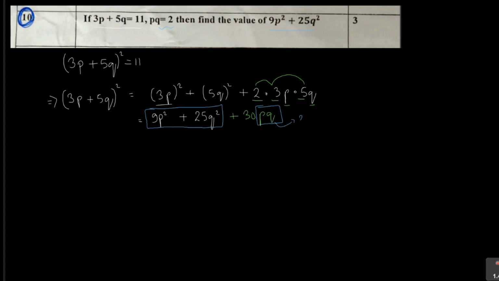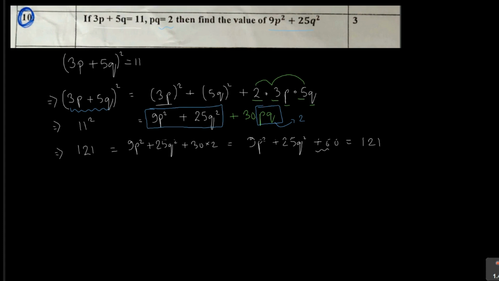Find the value of this, but we know the value of this part, which is given here as 2. So this part becomes 2, and then we also know the value of this part is given as 11. So what I can do simply is put it down here as 11 square. On further solving, the square of 11 is 121 equals, we don't know the value of this, we need to find it. So I'm going to write it down as it is, 9p square plus 25q square, and then we know the value of this is 2, so 30 times 2. This would give us 9p square plus 25q square plus 60, and this would be equal to 121.